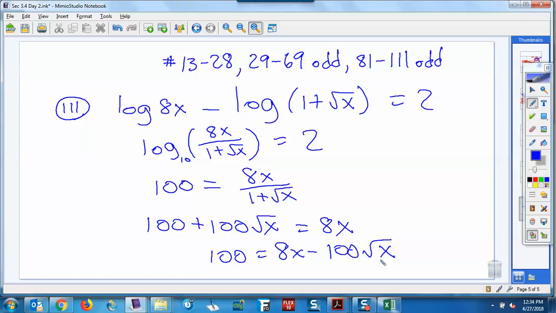Sorry, how did you get the 100 equals 8x over? This right here? Yeah. So that's just changing forms. So this raised to this equals that. So 10 to the second is 100. Now it's just algebra.